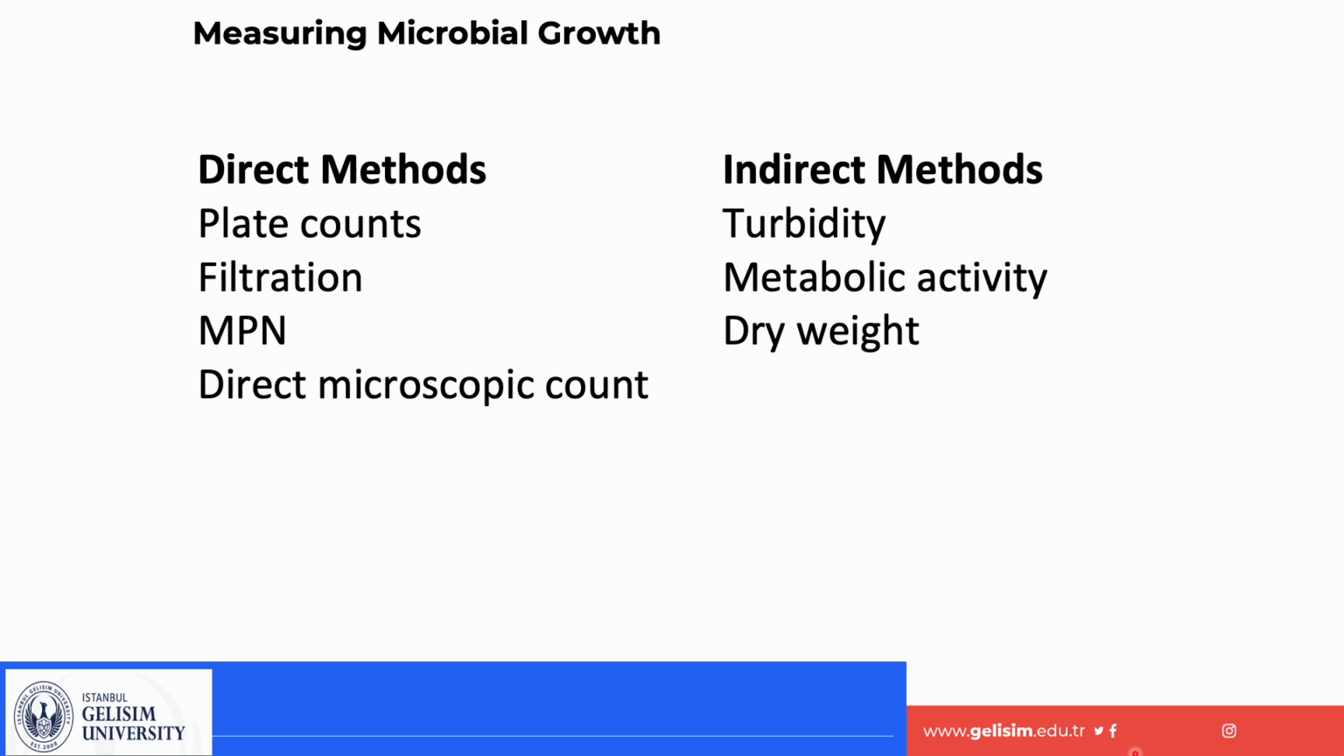Turbidity, metabolic activity, and dry weight are examples of indirect methods. Turbidity involves the cloudiness of the liquid culture, which increases with the number of microorganisms present. Metabolic activity involves measuring the production of a specific metabolic product, such as carbon dioxide or acid, which indicates the presence of living microorganisms. Dry weight involves measuring the weight of a sample of microorganisms after it has been dried, which correlates with the number of microorganisms present.